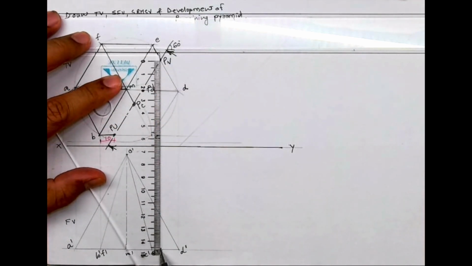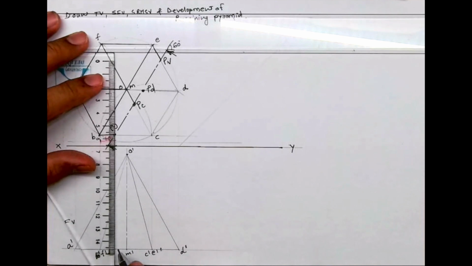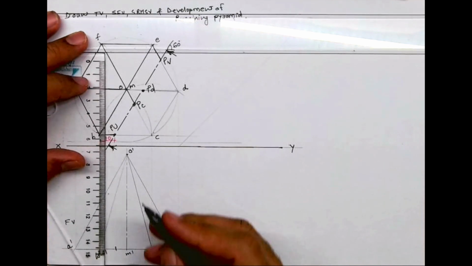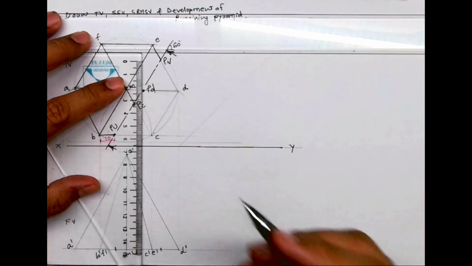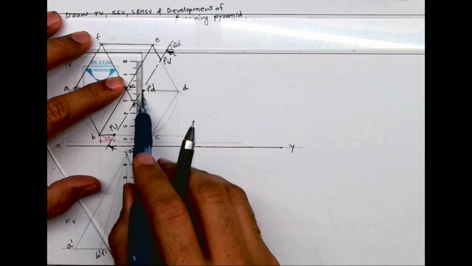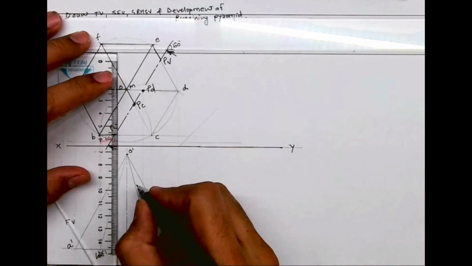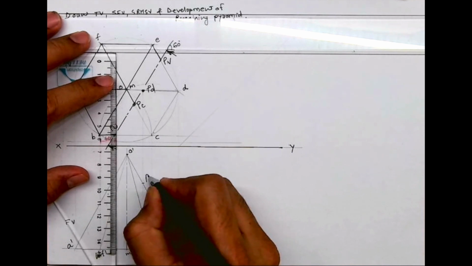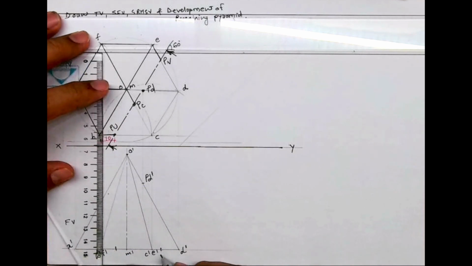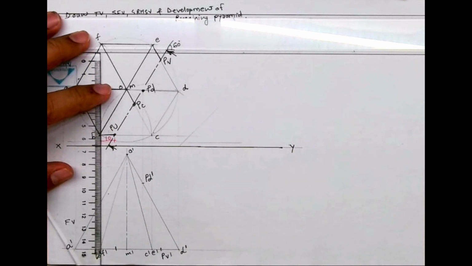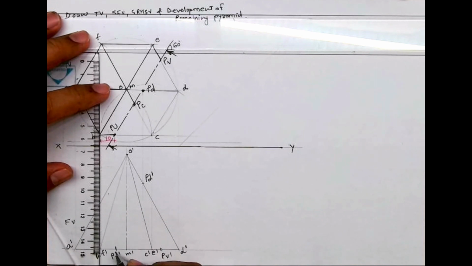Now I'm taking this point PV down, PU down. It is on the base. Now this point on OD, we have PD that you extend. So wherever it will cut O dash D dash, that is PD dash. This is PV dash. This is PU dash.